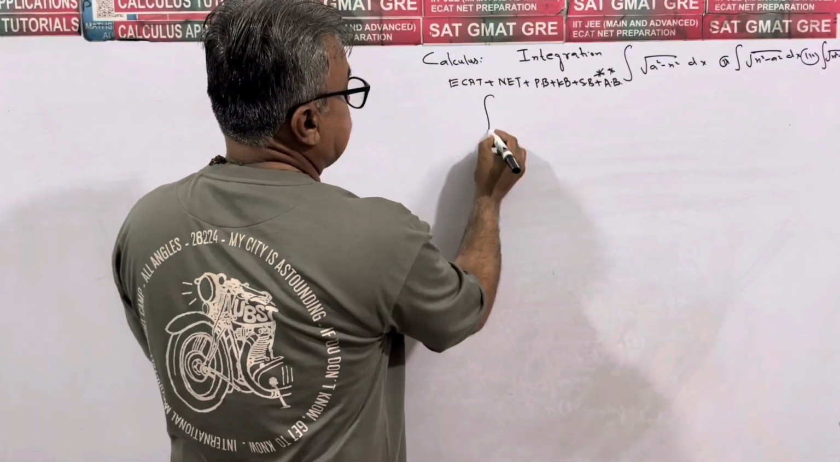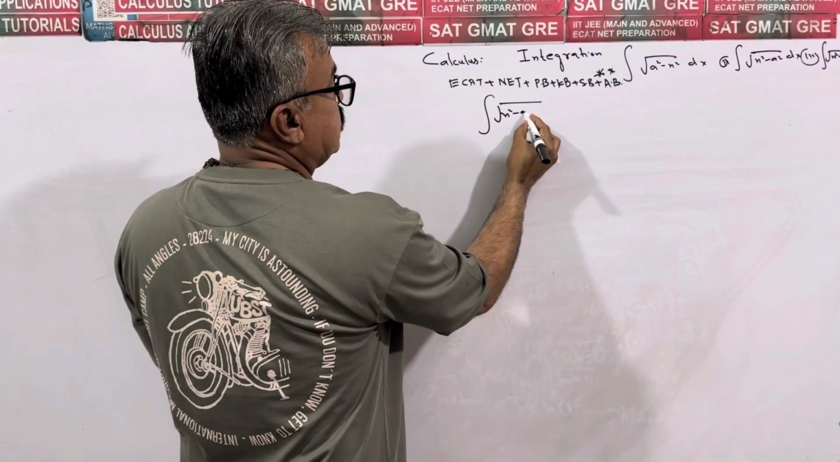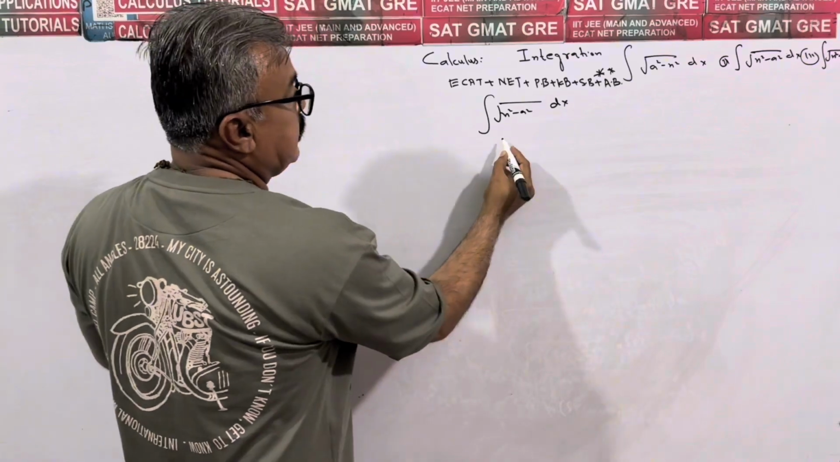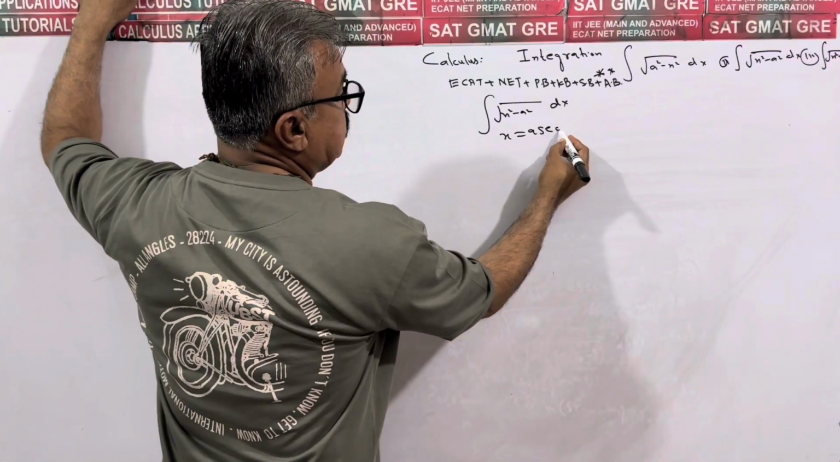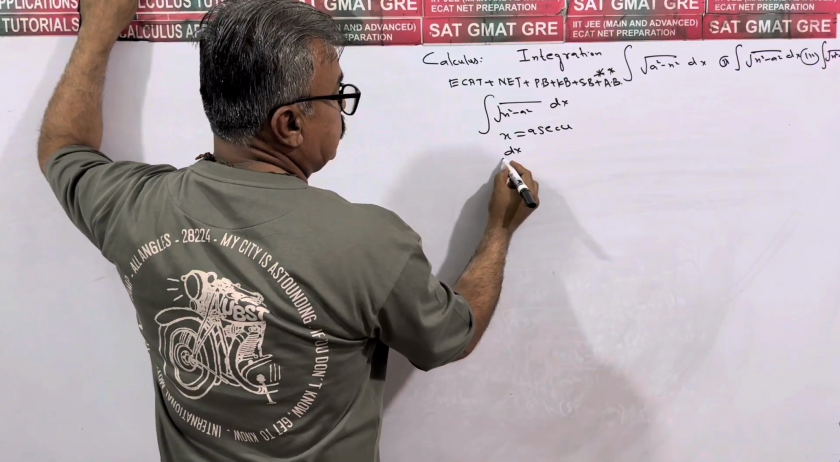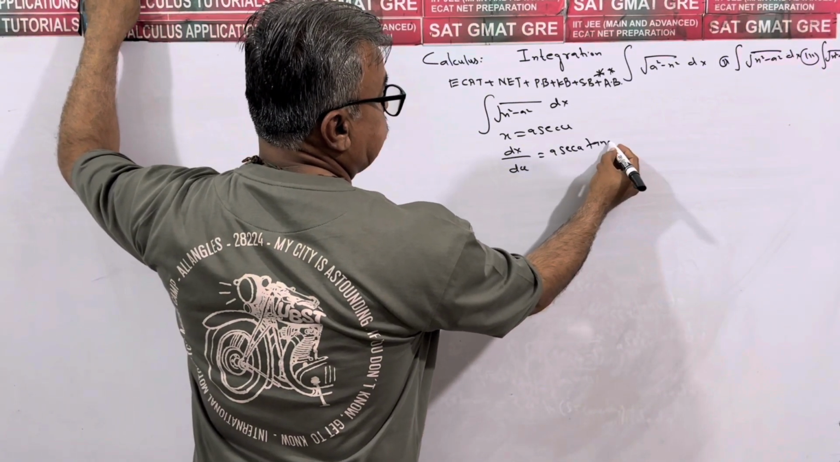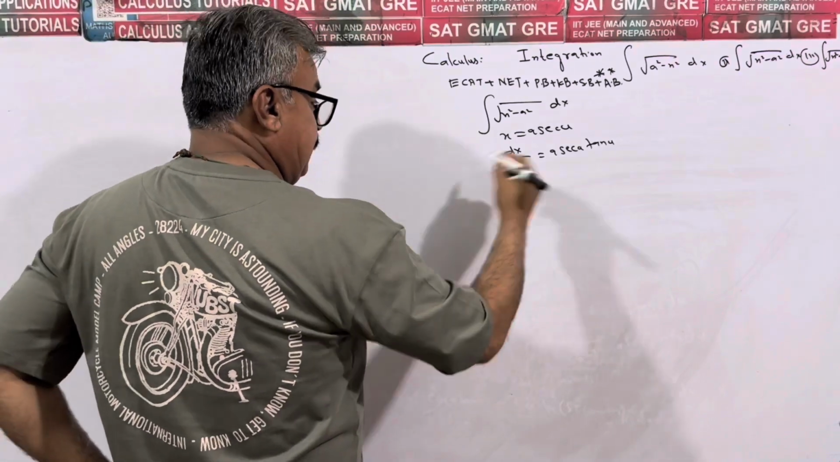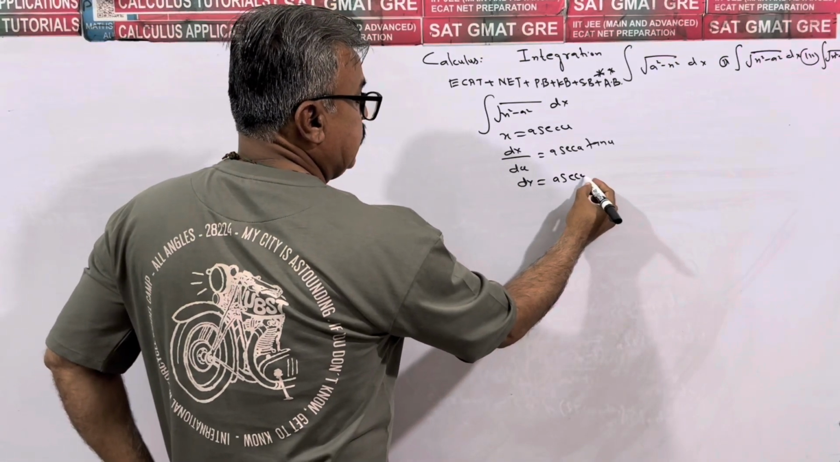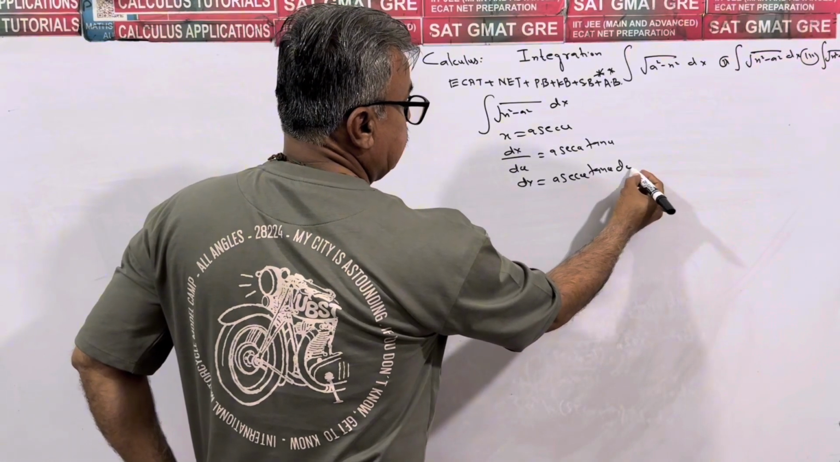Let me write this as the integral of √(x² − a²) dx. In that case, we suppose x is equal to a sec θ. Differentiation of sec is sec θ tan θ. Find the value of dx: shift dθ over there, a sec θ tan θ dθ.